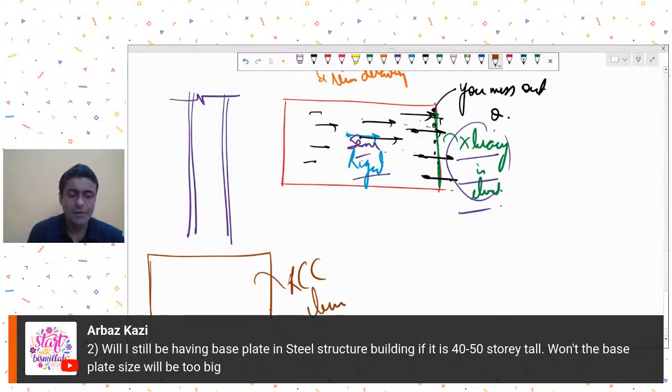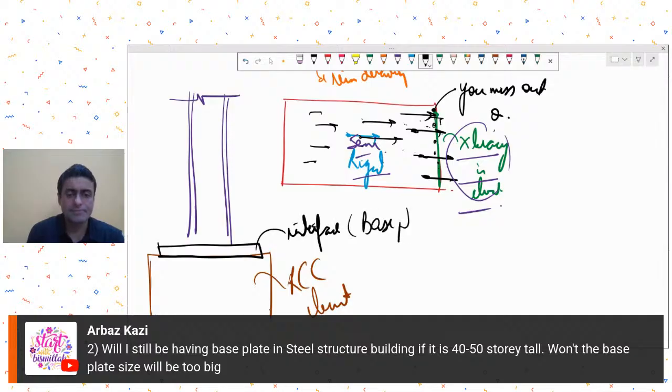When you need to terminate it on some RCC element, there has to be some interface provided. This interface between the RCC and steel is nothing but your base plate. So that will be the interface, and then of course you will provide all sorts of stiffeners, gussets, etc. But the main interface is your base plate. So you have to provide a base plate, whether you have a 10-story building or a 40-story building or whatever. Clear?